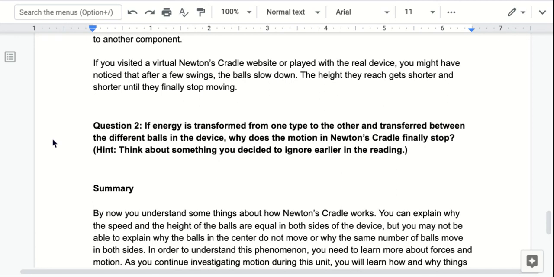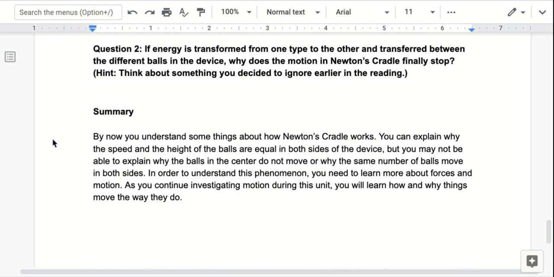This is a tricky question. Go back to what I highlighted in the previous paragraph. That's really going to be my key hint for you here. If you'd like, you can pause right now and answer the question, or you can continue on with me as I wrap up our summary. By now, you understand some things about how Newton's cradle works.